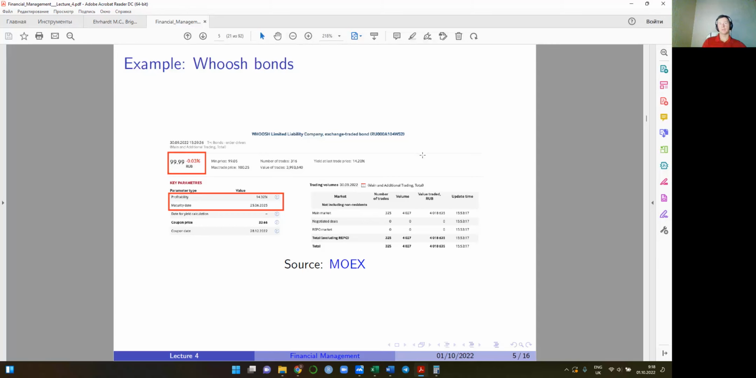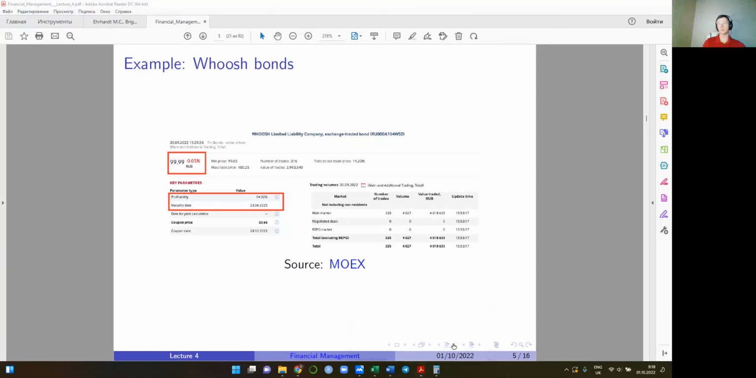So this is the screenshot from Moscow Exchange terminal, and basically the link is working. We can open it, but you might be able to see different things. So let's analyze what we see here. It was taken yesterday at 15:39.